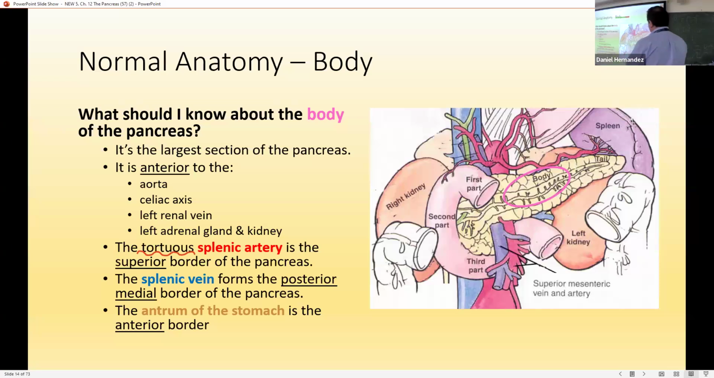Also, the antrum of the stomach creates an anterior border as well. So it sits posterior, or behind, the stomach. So the stomach is going to be in front of the pancreatic body.